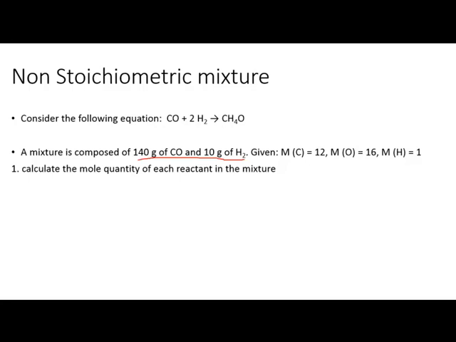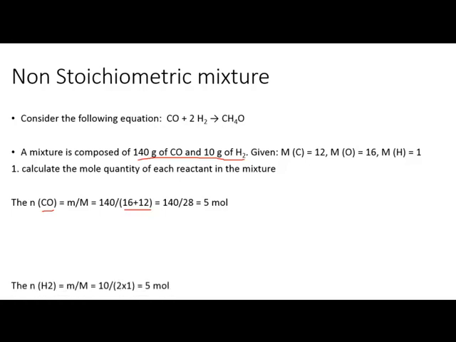Part 1. Calculate the molar quantity of each reactant. As you know, in order to calculate the molar quantity of each reactant, since we have the mass, we apply the relation: number of moles equals mass over molar mass. For carbon monoxide, we have 140 grams in the mixture, and the following is the molar mass of carbon monoxide. The carbon here is 12, the oxygen here is 16, so 140 over 28 equals 5 moles.